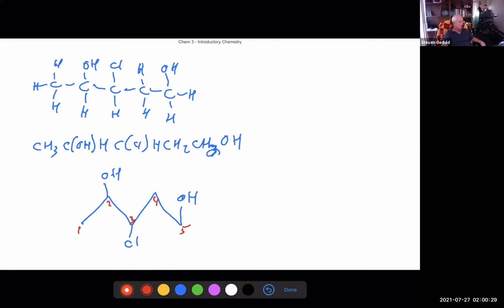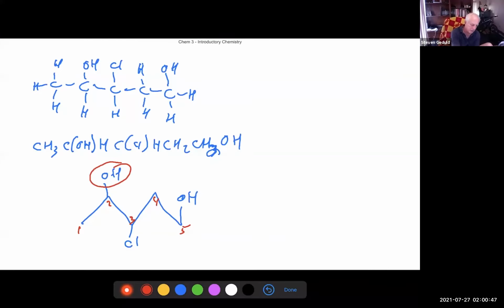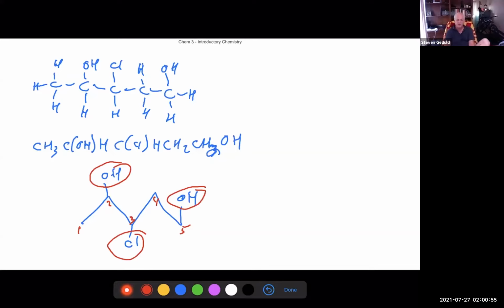Okay, the next group on chapter 15 is functional groups. Functional groups are ways of identifying what's attached to a molecule, what's attached to a compound. This is a functional group right here, OH. That's what's called an alcohol. This is a chlorine. It's called a halogen group. And then OH is an alcohol. Those are the different functional groups. We'll go over the different functional groups in a second here too.